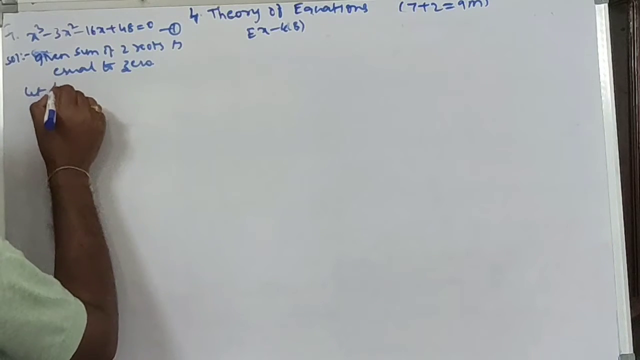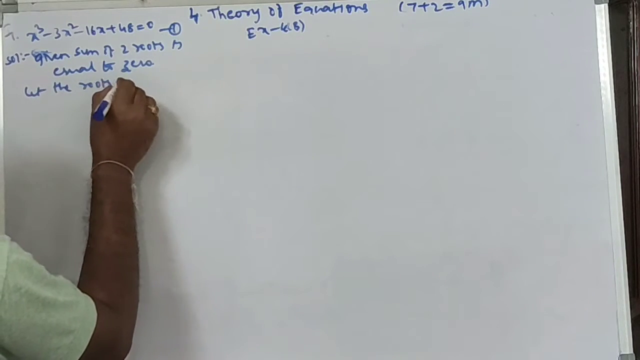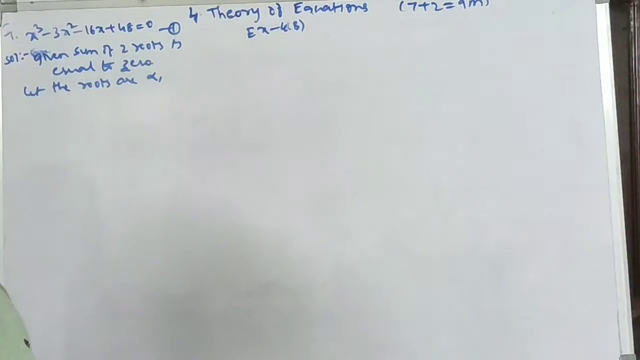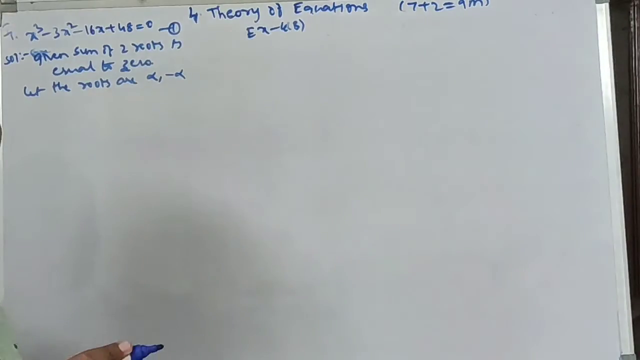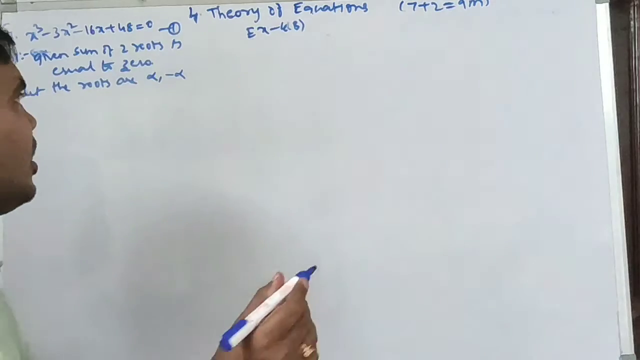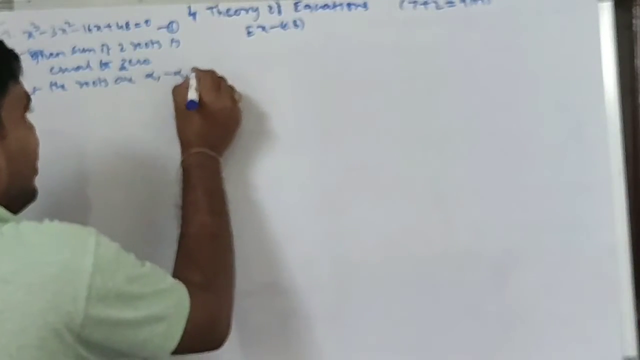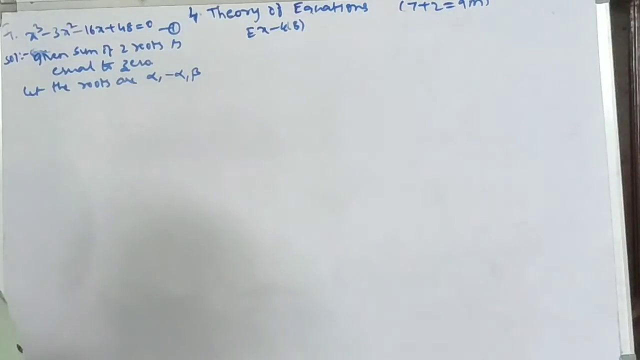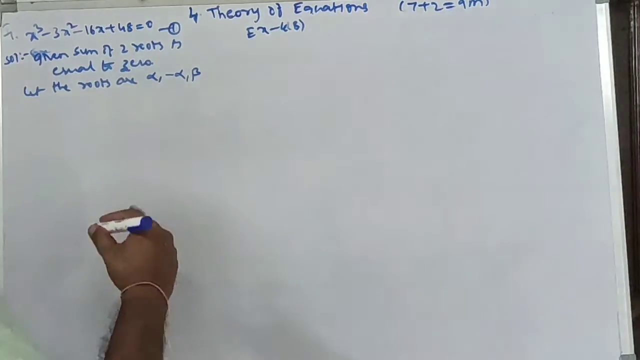Let the roots be, I am taking first one alpha. Second I am taking minus alpha. If we add alpha and minus alpha, we get 0. One should be alpha, another one should be minus alpha. And the third one, beta, I am taking. We don't know the third one, so I want to take beta.